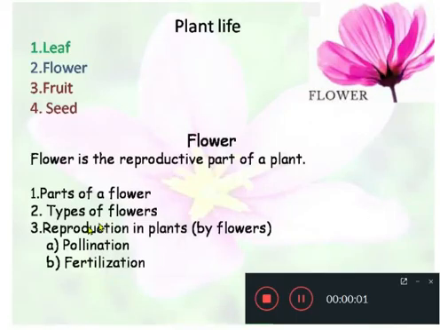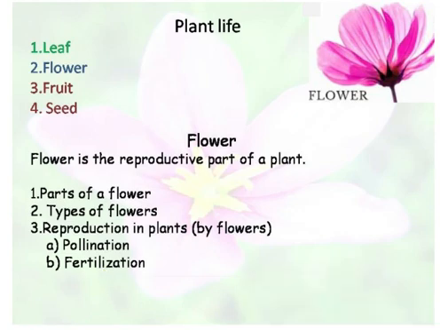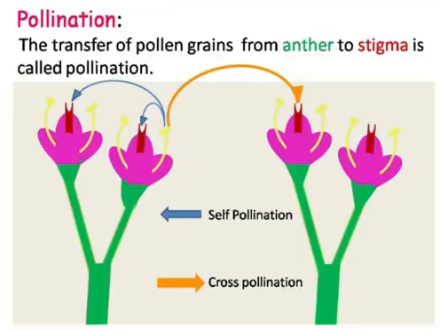Now let us see the reproduction in plants by flowers. It has two parts, pollination and fertilization. So how do plants reproduce by flowers? The first part is pollination.